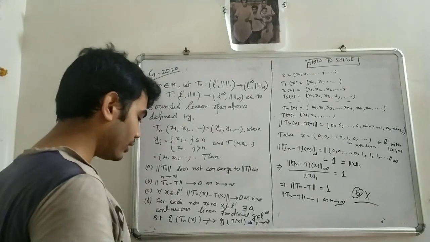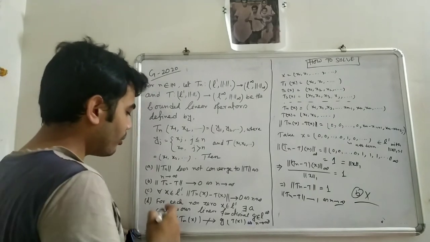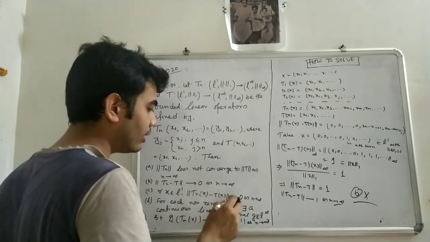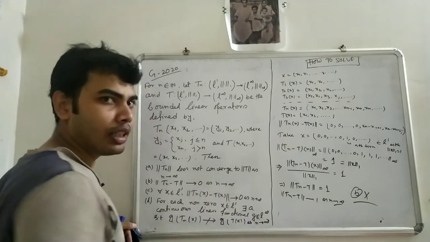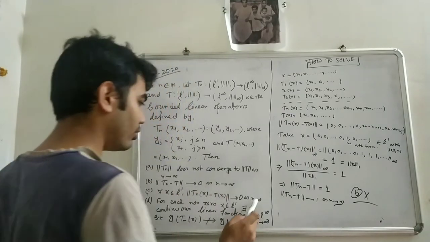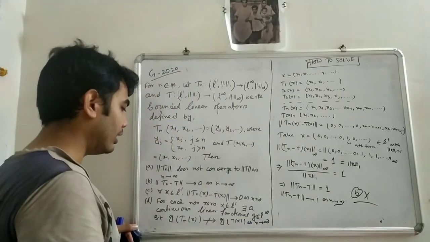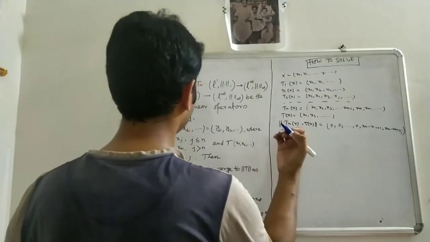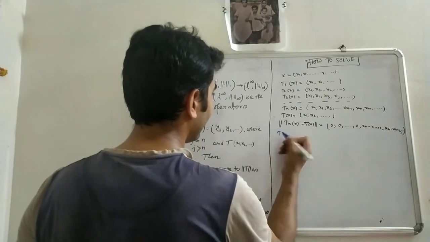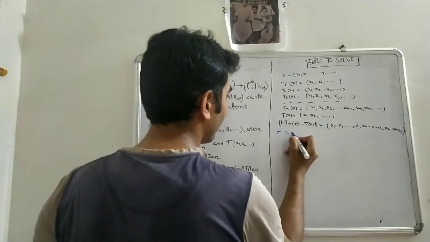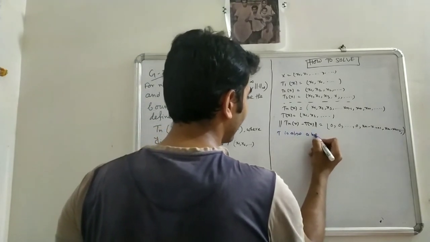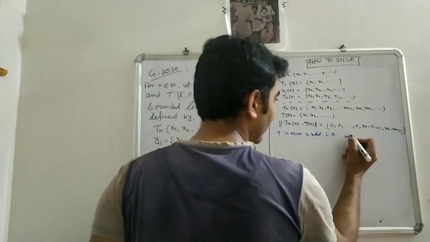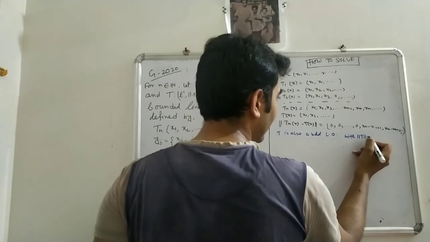Now look at the third option. For all x belongs to L1, norm of Tnx minus Tx tends to 0 as n tends to infinity. So that means this is also a strongly convergent linear operator. Okay. Here also you see that T is also a bounded linear operator with norm of T equal to 1.